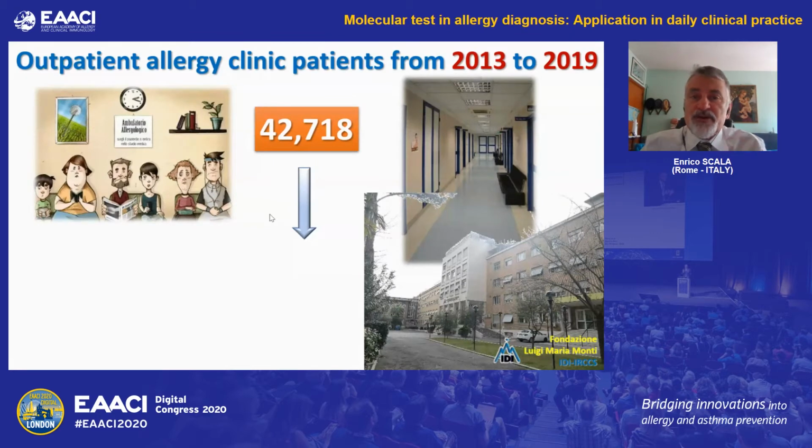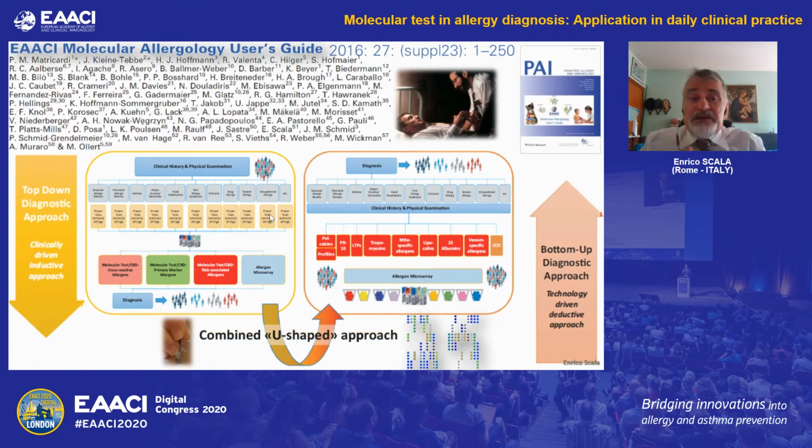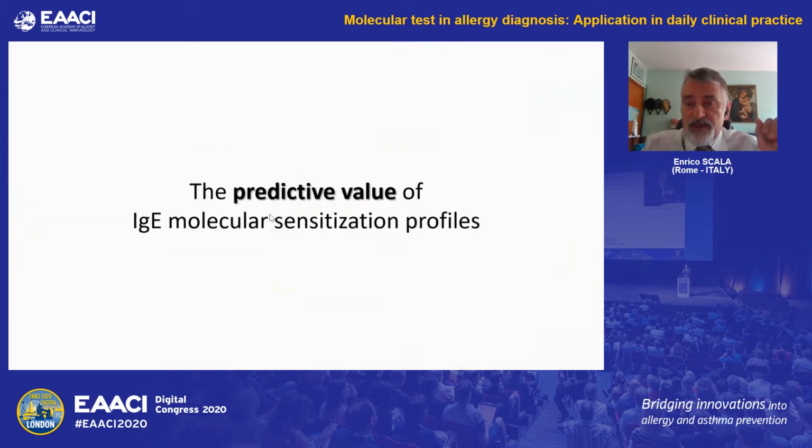Okay, I do not have any general rule. I can just share my experience. In our institute, from 2013 to 2019, we could visit more than 40,000 people. And in those patients, we could use the molecular multiplex approach in about 15% of cases, more than 6,000 people. This is a simple example of the combined U-shaped approach, where you use the deductive approach in more complicated cases, whilst you can use the classical diagnostic workup in all the other cases.